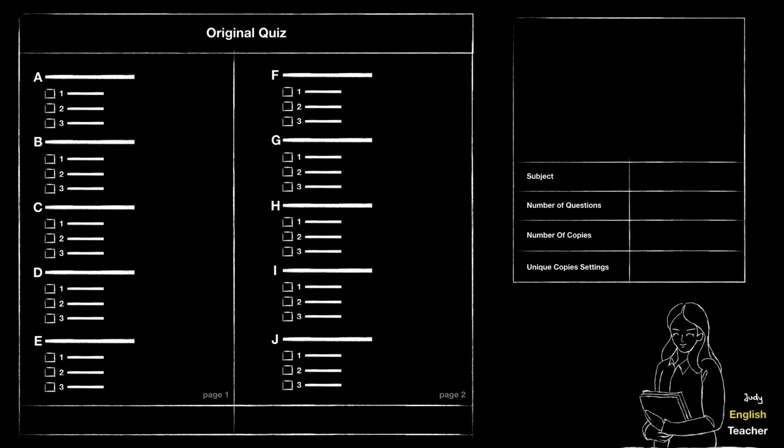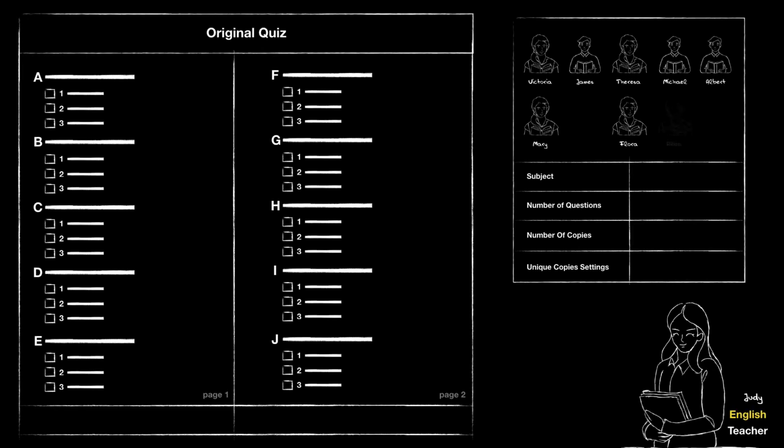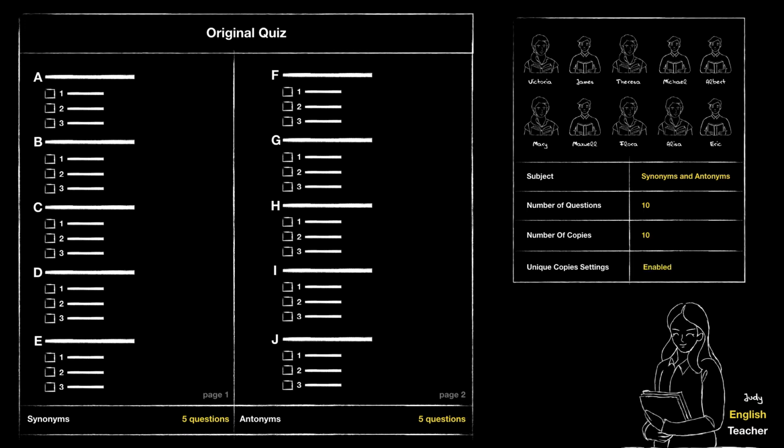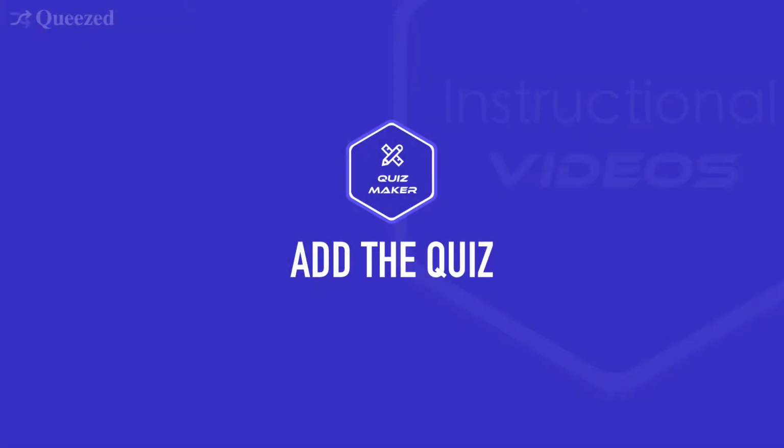Judy is an English teacher and has a class of 10 students. She decided to make a quiz to assess her students on the subject synonyms and antonyms. The quiz will have 10 questions in total, 5 for synonyms and 5 for antonyms. The goal is first to make the quiz, and second, generate unique copies for each of the students, where all copies are not the same. This means that the questions and the responses will be randomized on each copy. Let's go through this scenario.